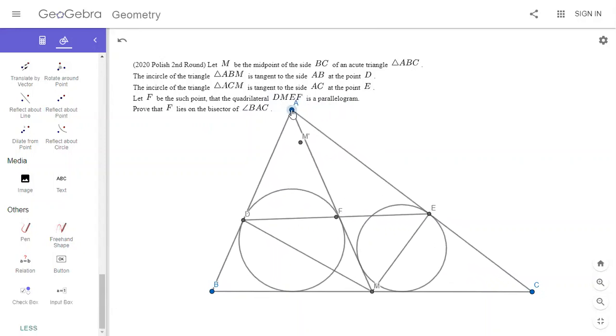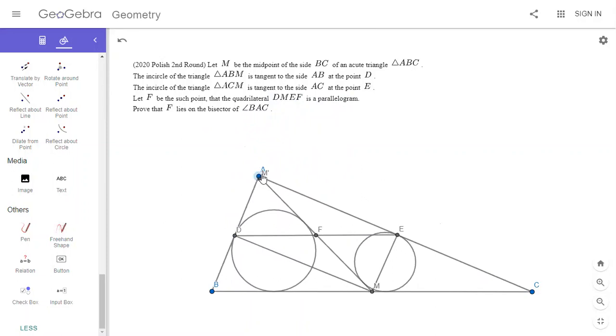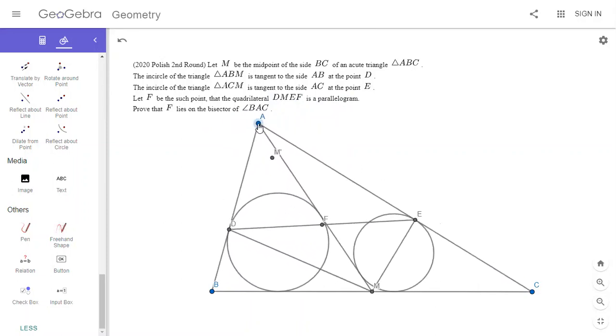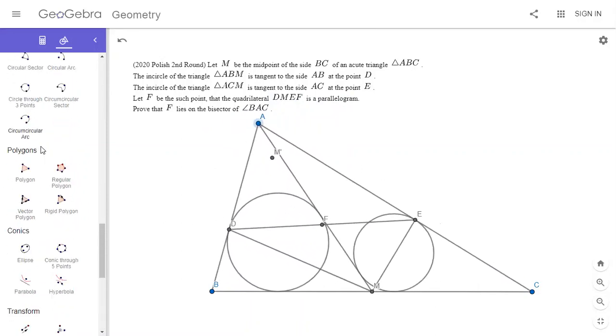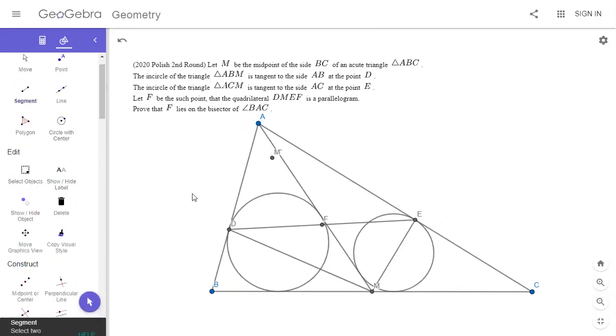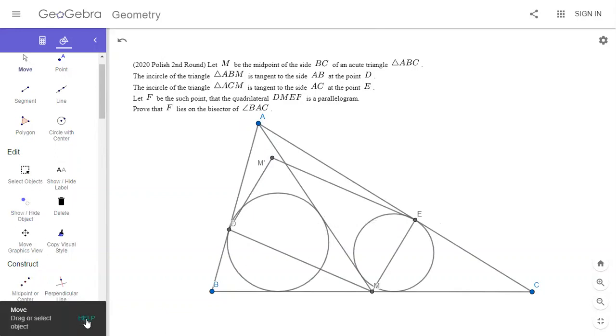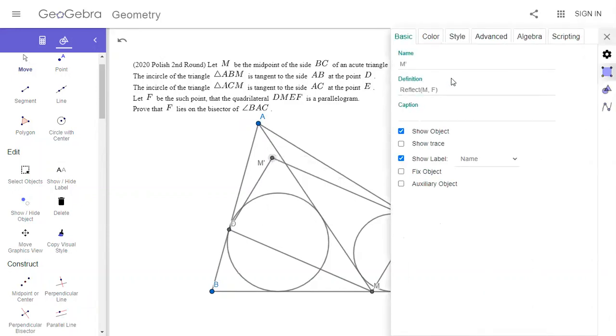So, it's hard to make it look good, but you guys know what I mean. So we want to show M prime lies on the bisector of angle A. You could just hide that for now. So this is, I'll call it F, just because that's what it is in the problem statement.